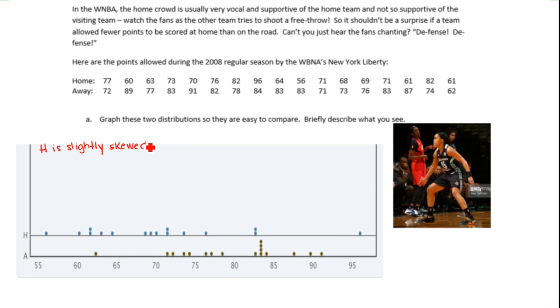So we've got shape, we've got our outliers. For our center, it looks like the center of the away distribution is higher than the center of the home distribution. And finally, spread: home has a much larger spread.